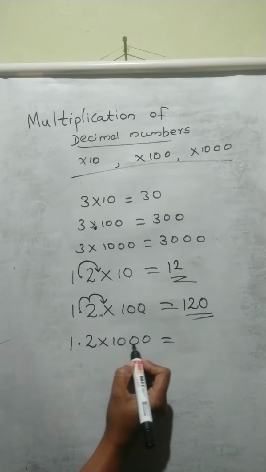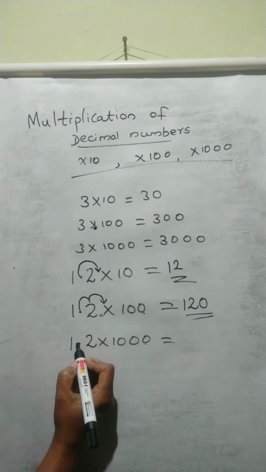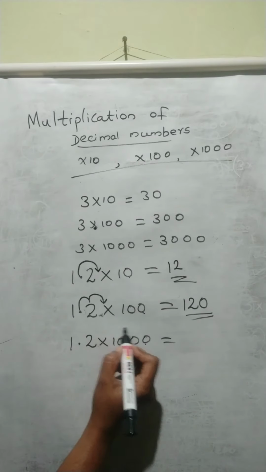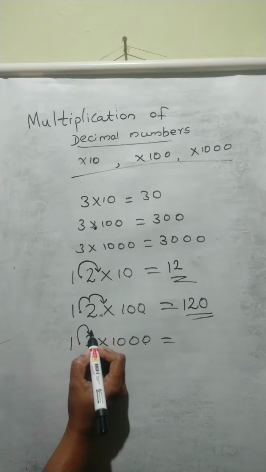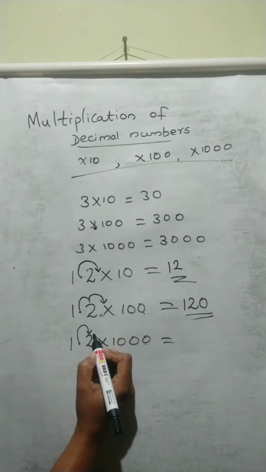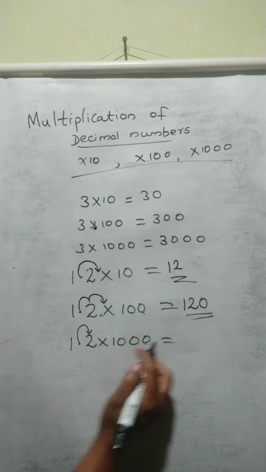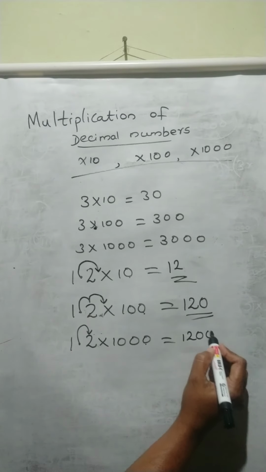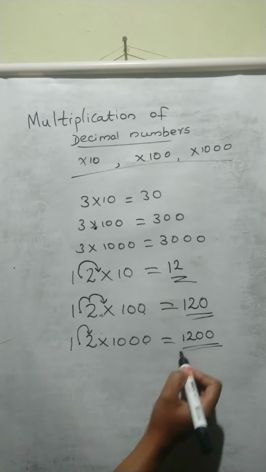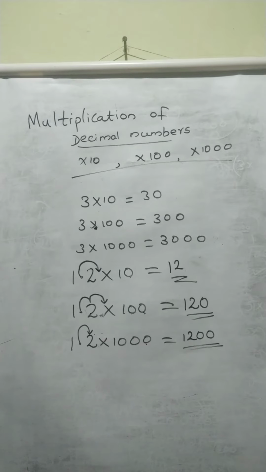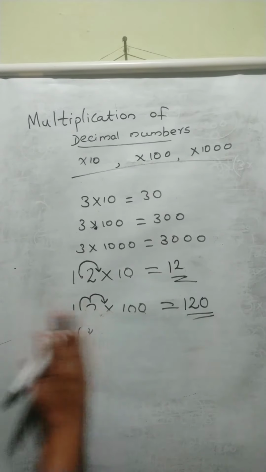Then 1.2 multiplied by 1000. 3 zeros are there, so we have to move this decimal point after 3 digits. Here 1 is already there, but we don't have 2 digits. 2 extra digits are also needed. So we can keep 2 extra zeros after this 12. Okay, after this 2. Then next question.